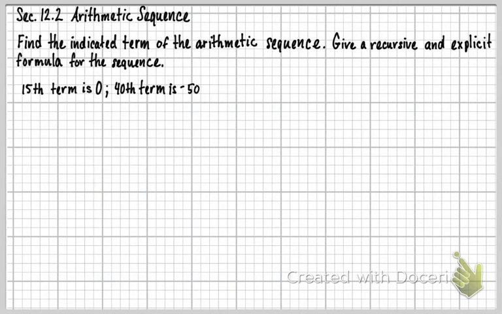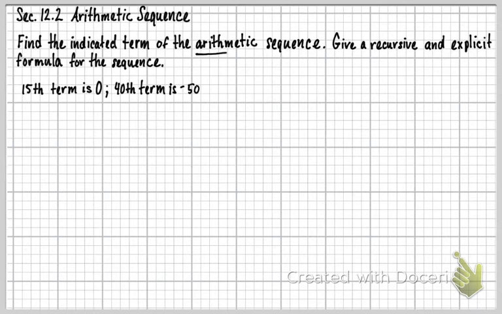This problem says, find the indicated term of the arithmetic sequence. Give a recursive and explicit formula for the sequence. So this is telling us to do a little more here, but not much more. We're going to find the explicit formula first, and from there we can find the recursive formula afterwards. Taking a look at this one, we know the 15th term is 0.